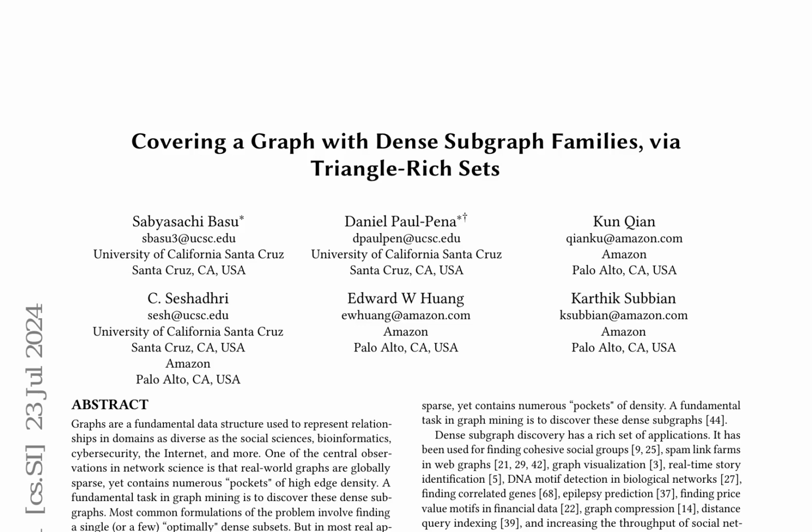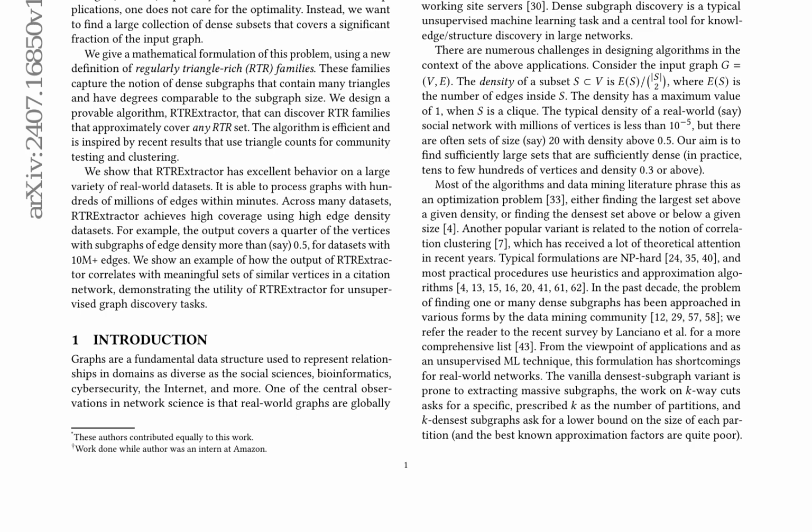Graphs are fundamental data structures used to represent relationships in various domains, often exhibiting global sparsity with pockets of high edge density. A fundamental task in graph mining is to discover these dense subgraphs, which has a rich set of applications in fields such as social sciences, bioinformatics, cybersecurity, and more. This paper introduces a new definition of regularly triangularic (RTR) families, which capture the notion of dense subgraphs that contain many triangles and have degrees comparable to the subgraph size.